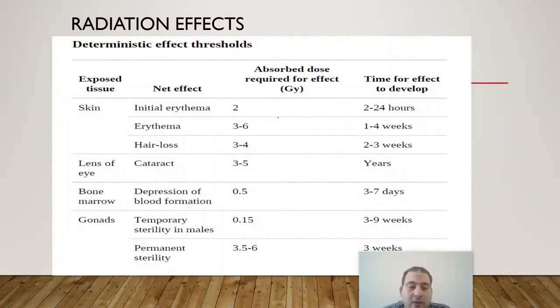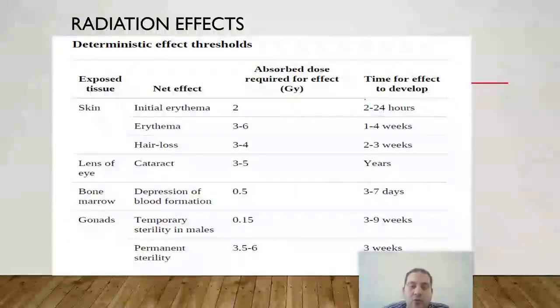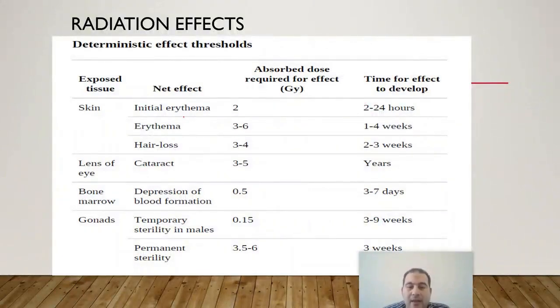Here it tells you that, for example, if you have skin and this skin is exposed to a dose of 2 gray, it will show erythema from 2 hours to 24 hours. Now, for a slightly higher dose of 3 to 6 gray, to show the effects you need 3 to 4 gray. The more you increase the dose, the more I call this a deterministic effect. The dose keeps increasing, and your effect keeps rising.